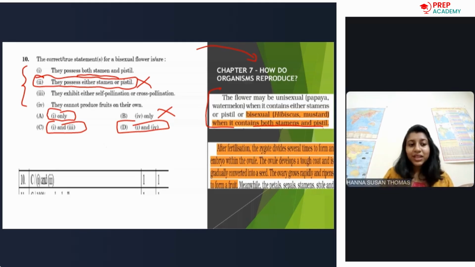Okay. Then the third statement, they exhibit either self-pollination or cross-pollination. Is it true? Since that particular bisexual flower has both the male and female organs, it can either have self-pollination, or it can have cross-pollination.